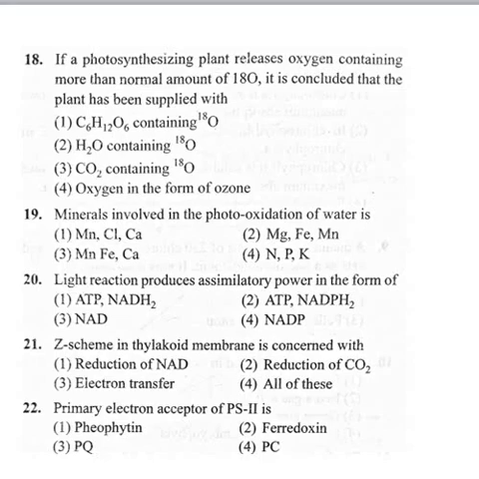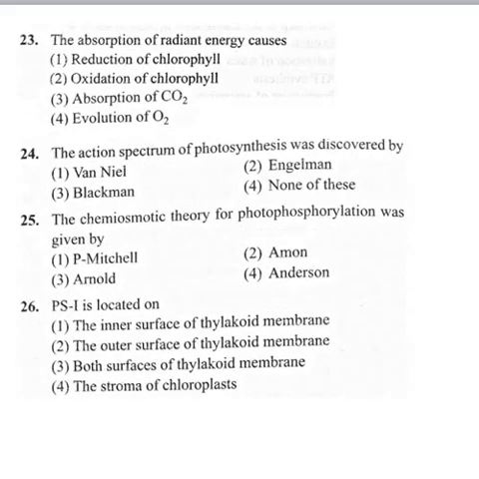Next, coming to the 23rd question. The absorption of radiant energy causes option 1 reduction of chlorophyll, option 2 oxidation of chlorophyll, option 3 absorption of carbon dioxide, option 4 evolution of oxygen. So absorption of radiant energy is nothing but absorption of light energy causes oxidation of chlorophyll.